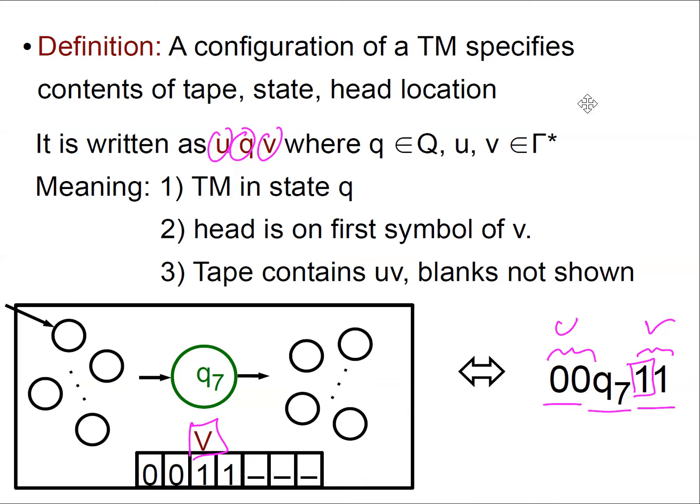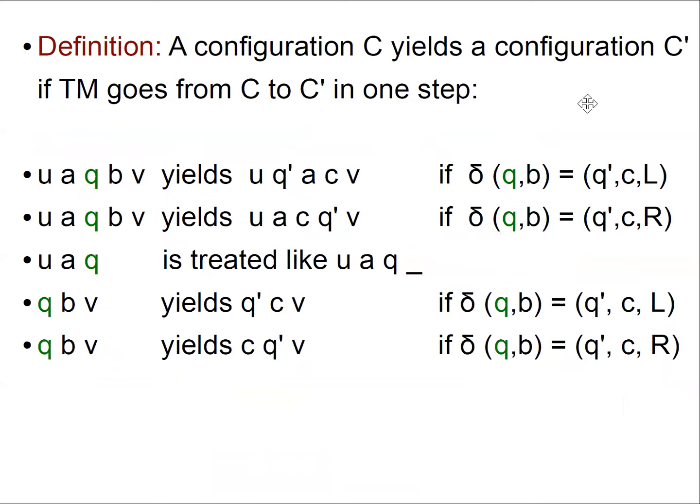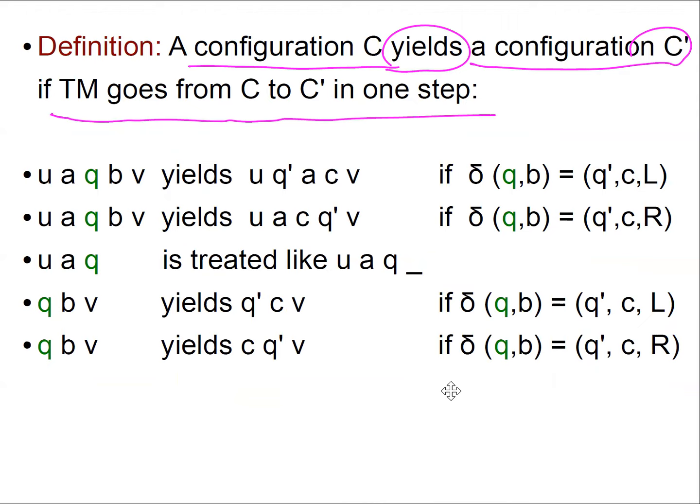That's the configuration. So when the machine computes, it goes through many configurations. Specifically, we are going to say that a configuration C yields a configuration C prime if the TM goes from C to C prime in one step. Now there is a bunch of rules to make this precise. They're not particularly interesting, they're what you would expect, but still, to be precise, let's go through them. We're going to say that UAQBV yields UQ'ACV if the following holds. Here A and B are just elements of gamma, they're tape symbols, while U and V belong to gamma star, or sequences of those symbols.